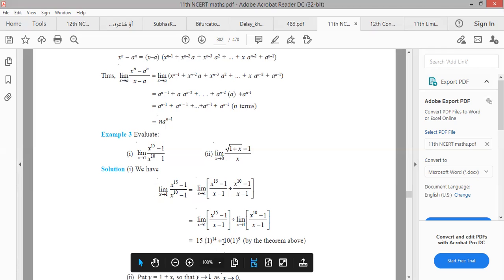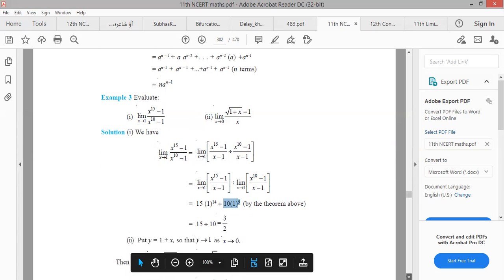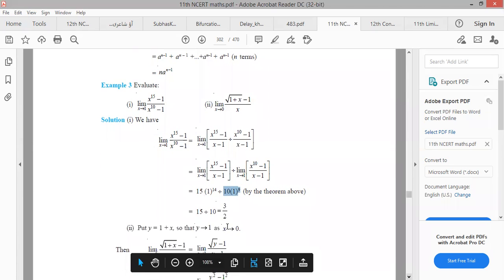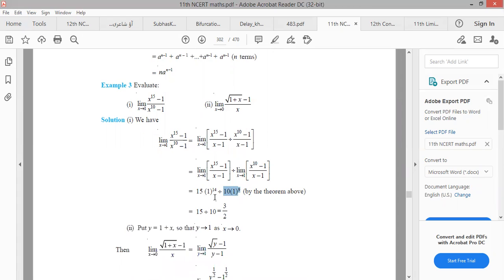It will be here n a raised to the power n minus 1. So n is 10, a is 1, raised to the power 10 minus 1 is 9. So we are left with 10 into 1, that's 10. Here we are left with 15 into 1, that's 15. So the final answer is 15 divided by 10. So that's equal to 3 by 2.